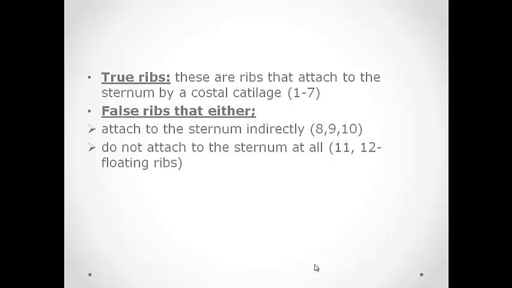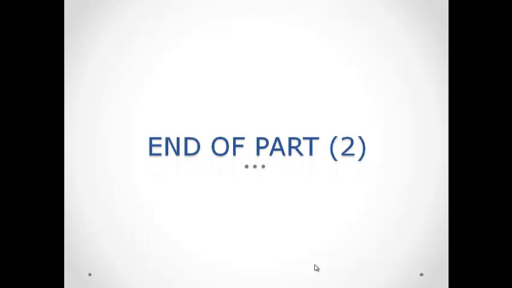False ribs either have an indirect attachment to the sternum, meaning that their costal cartilage inserts into the one above it, like I showed you with ribs number 8, 9, and 10. Or they do not attach to the sternum at all, which were ribs number 11 and 12, and we describe them as floating ribs because they don't have an anterior attachment. Okay, that concludes the section related to the ribs. We'll continue with the rest of the thoracic cage in the next video.